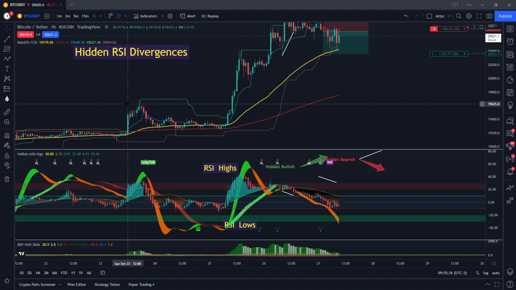Hidden RSI divergences are a bit more difficult, and to be honest with you, they are even complicated for me to discuss, so I'm going to try my best to give you the visuals of what to do.